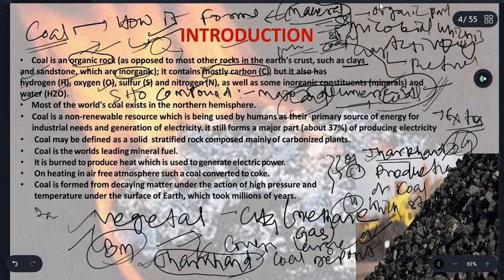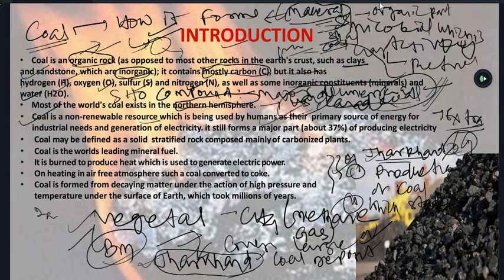No, sir. Great. So most of the world's coal exists in the northern hemisphere, most of them in countries like the US, Canada, right? So these are the major contributing countries for coal. So coal is a non-renewable resource which is being used by humans. Can anyone tell me 2-3 major uses? How do you use coal? Can anyone tell me?